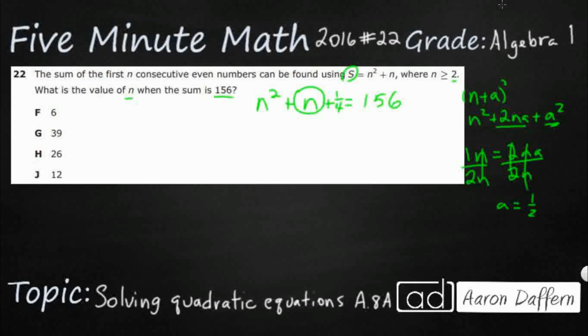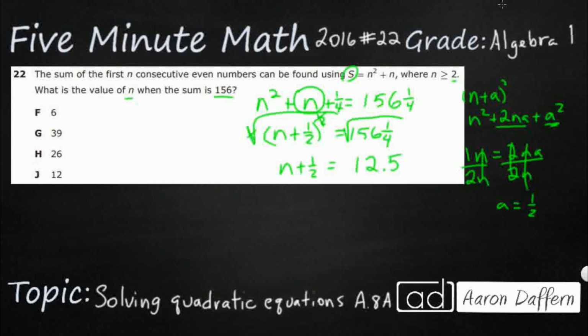But I can't just add 1/4 on one side. I've got to add 1/4 on the other side. So I'm going to make that 156 and 1/4. So I added that to both sides. Now I can simplify this to n plus, remember our a was 1/2, squared, equals 156 and 1/4. Now I can take the square root of both sides, and that gets rid of that squared right there. So it's n plus 1/2 equals the square root of 156 and 1/4, which is actually 12.5, but since it's the square root, it's going to be plus or minus 12.5.